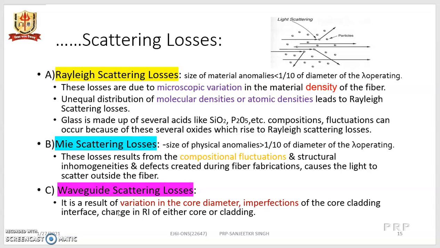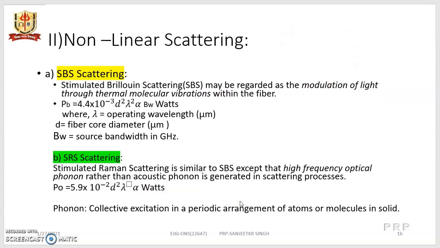The third is waveguide scattering loss. It results from the variation in the core diameter and imperfections of the core-cladding interface, and due to that there is change in the refractive index of either the core or cladding. Now the non-linear scattering, the first one, SBS scattering.